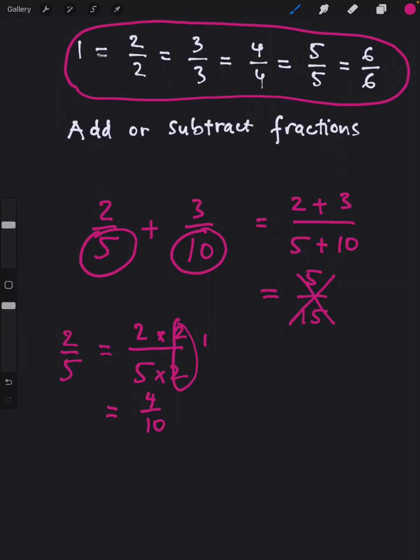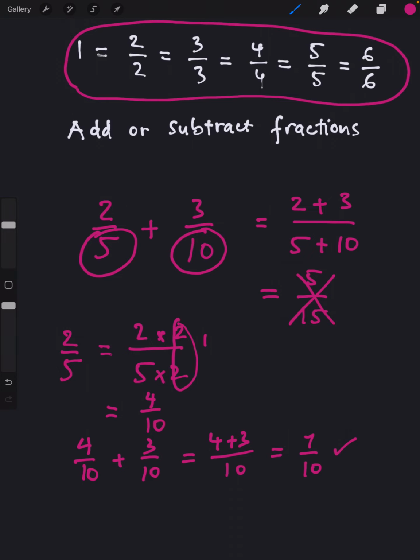Now we are okay to go ahead and do the math. Instead of writing 2 over 5, I write 4 over 10 plus 3 over 10. The two fractions have the same denominator. We just do the simple math: 4 plus 3 over 10 equals 7 over 10. That's the answer. It's not 5 over 15, but 7 over 10 is the correct answer.